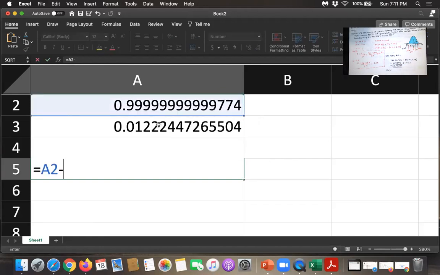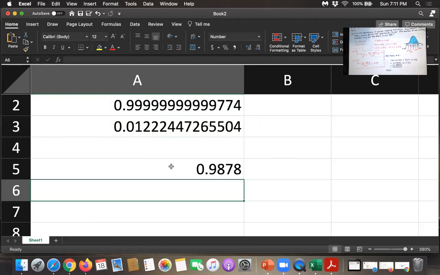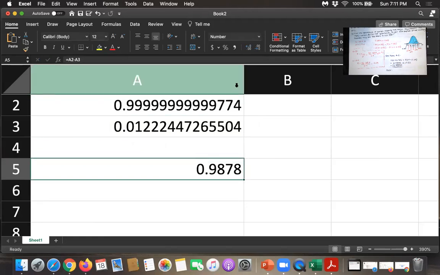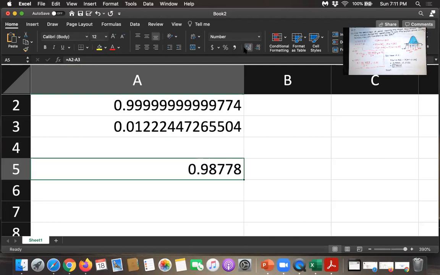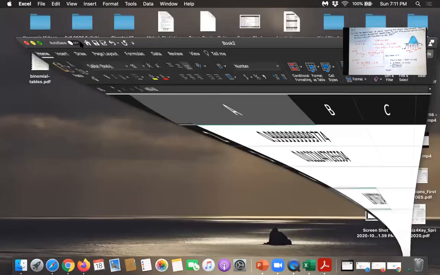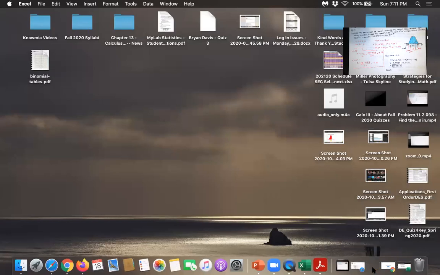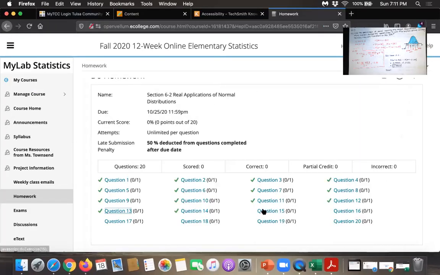This cell minus this cell. And I get 0.9878. And when I use the table, I got 0.9877. So it's really not that different. If you want more decimal places, you can see to a little bit better accuracy. But that's it. So let's go to MyLab Statistics and see how it likes this answer.